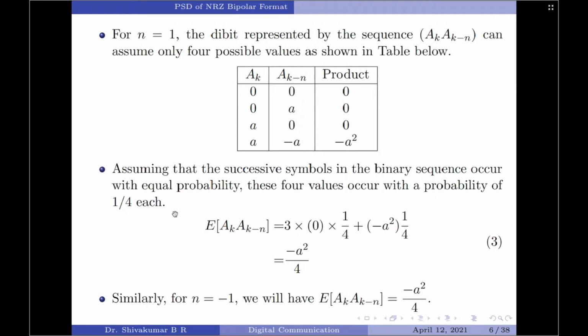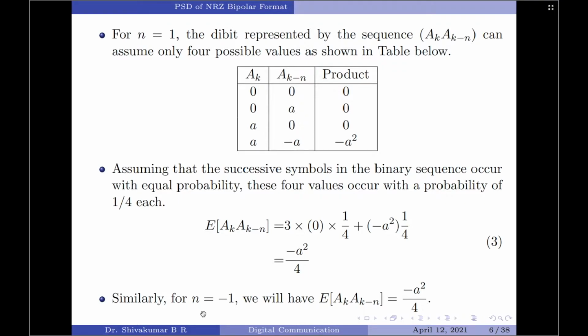So now let us substitute these values into our autocorrelation function. Expectation of a_k into a_(k-n) equals, since symbol 0 appears 3 times, we will write it as 3 multiplied by the symbol value which is 0 multiplied by the probability of each symbol value which is 1 by 4, plus the last symbol which is minus A square multiplied by its probability of occurrence which is 1 by 4. So the first term will reduce to 0. Therefore, what we will have is minus A square by 4. This is the autocorrelation function for n equal to 1.